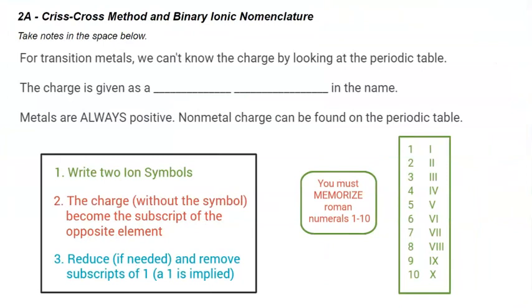So as we've talked about before, if you have a transition metal, you can't know the charge of that transition metal by looking at the periodic table. So instead, scientists came up with a way to identify what charge the transition metal has in its chemical name. And that is to write a Roman numeral. The charge is given as a Roman numeral. I'm off the screen here, I'll rewrite that. Roman numeral.